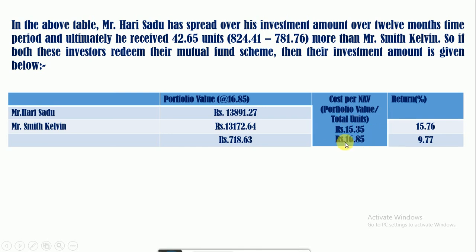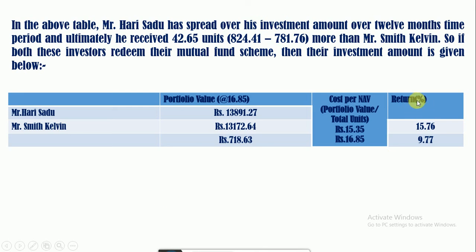And the cost per unit, meaning if we average the price of the NAVs or the per unit value, the cost per unit in case of Hari Sadhu is 15.35. That means if we take the average of the NAV over the 12 months. In case of Smith Calvin, the cost per unit, the portfolio value divided by total number of units, we get 16. Smith Calvin is paying higher, and he is also receiving less. Because Smith Calvin, who has invested the lump sum amount, has paid a higher price for the units and also received lesser returns compared to Hari Sadhu, who has invested through SIP mode.